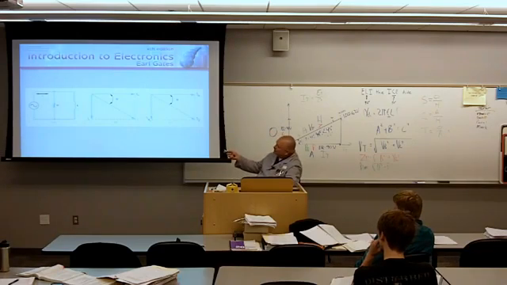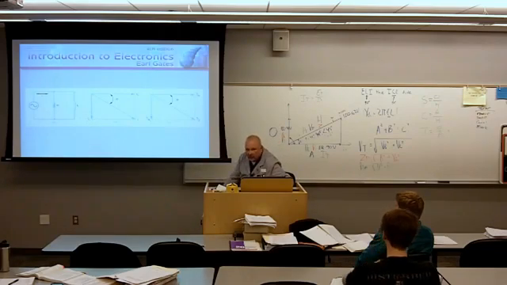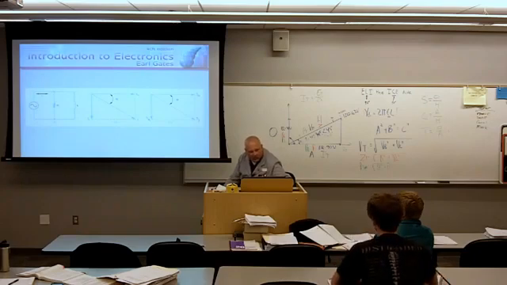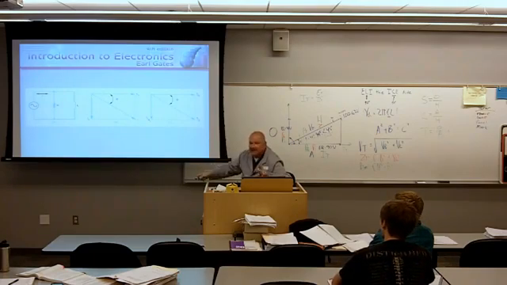The current through the resistor, what angle is this? What side of the right triangle is this? Adjacent. Which side is my inductor, current through the inductor? Opposite. My hypotenuse is going to be the total current through the circuit. The combination of this and this.